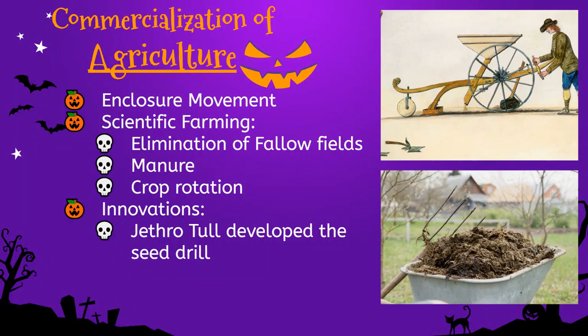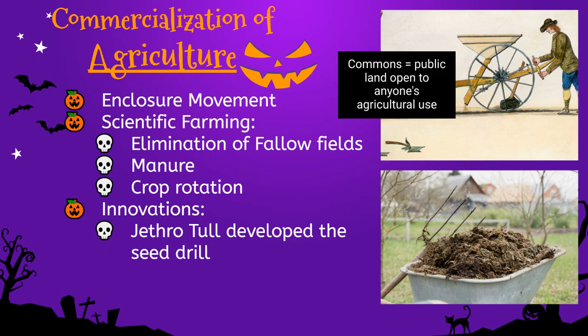So let's talk about another aspect of the commercial revolution. We've got the commercialization of agriculture. And let's start with the enclosure movement. This is the consolidation of common land, open fields, into enclosed or fenced land owned by a few landowners. So we're going to move from the commons to enclosed lands.